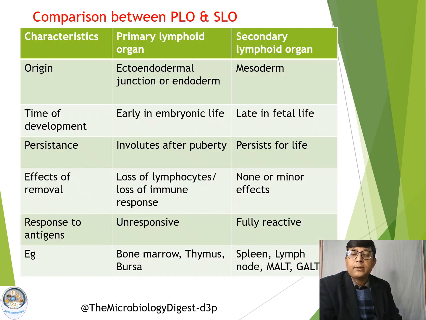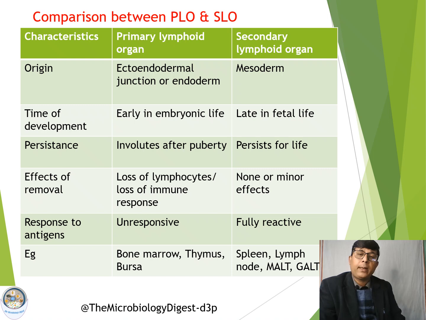Now, the difference between these two types of lymphoid organs, primary and secondary, is very essential to understand. If we consider some of the principal characteristics of these two groups, we can very well differentiate between them. If we take the origin, primary lymphoid organs originate from the ectodermal junction or from the endoderm, whereas the secondary lymphoid organs mostly originate from the mesoderm.